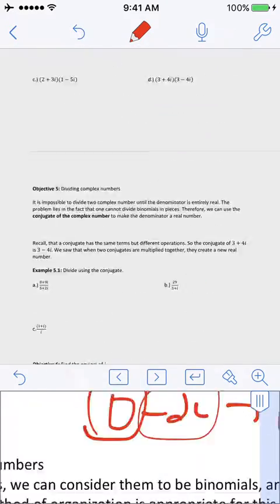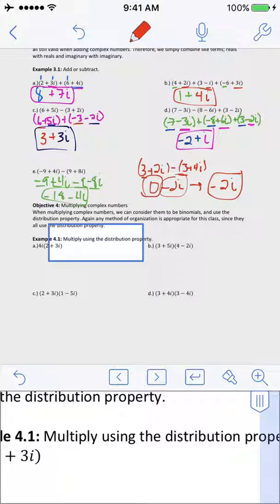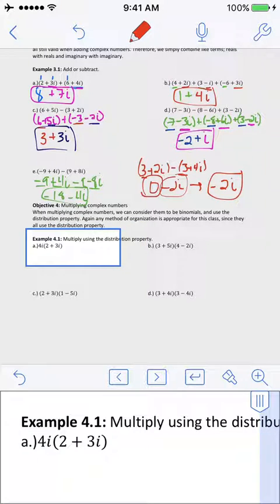Okay, still quite a bit to go. Next, let's talk about multiplying. Multiplying using the distribution property, as I've said before. This is all jammed into one section because i follows every single rule except being able to be written on a number line, right? Now, that doesn't mean every single imaginary number follows the same rule, but i is a number. It's just an imaginary number, okay? So it has to follow all the same rules.